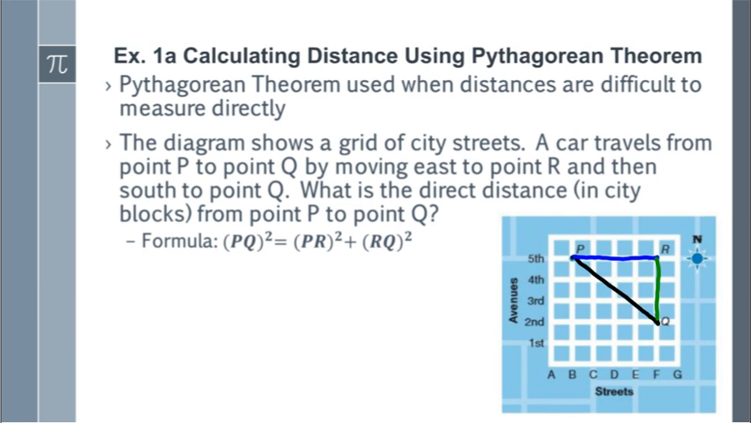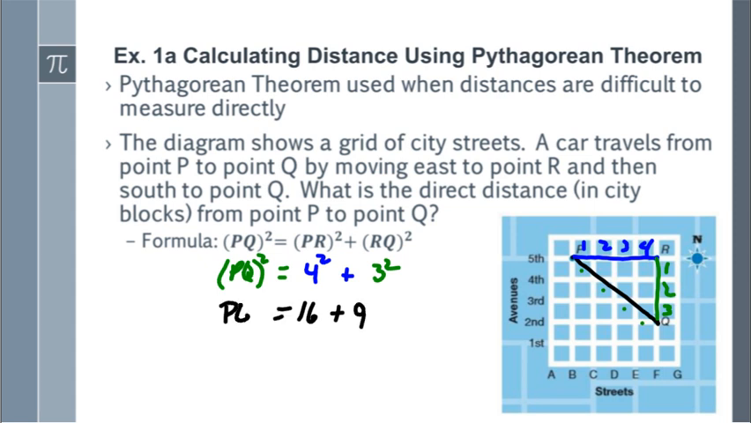From P to R, how many blocks is it? P to R, we've got 1, 2, 3, 4 blocks. I'm going to put 4 squared here. And then the blocks from R to Q, we've got 1, 2, 3. So that's 3 squared. That's going to give us PQ squared. We can't just count here and say it is 4, because that's not exactly 4 blocks. So we're going to use the Pythagorean theorem to solve this. We have 4 squared, which is 16, plus 3 squared, which is 9, and that's going to give us PQ squared.